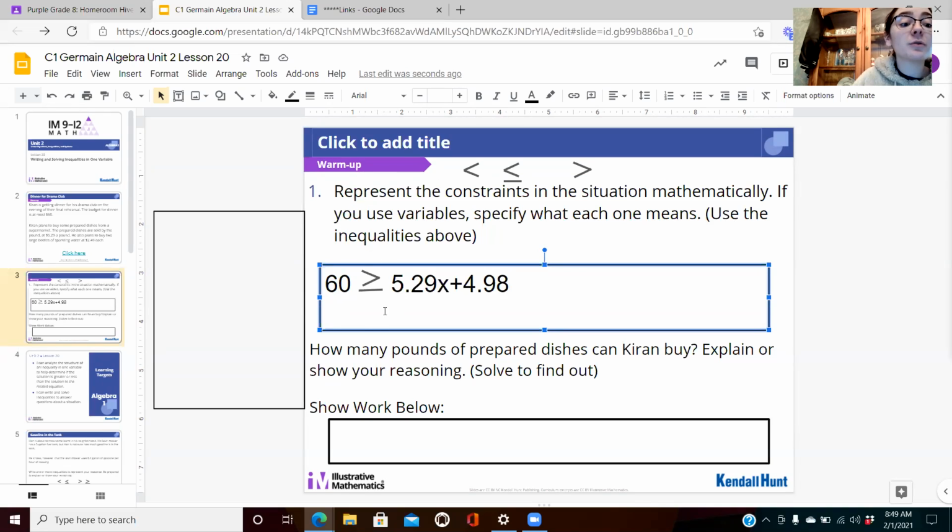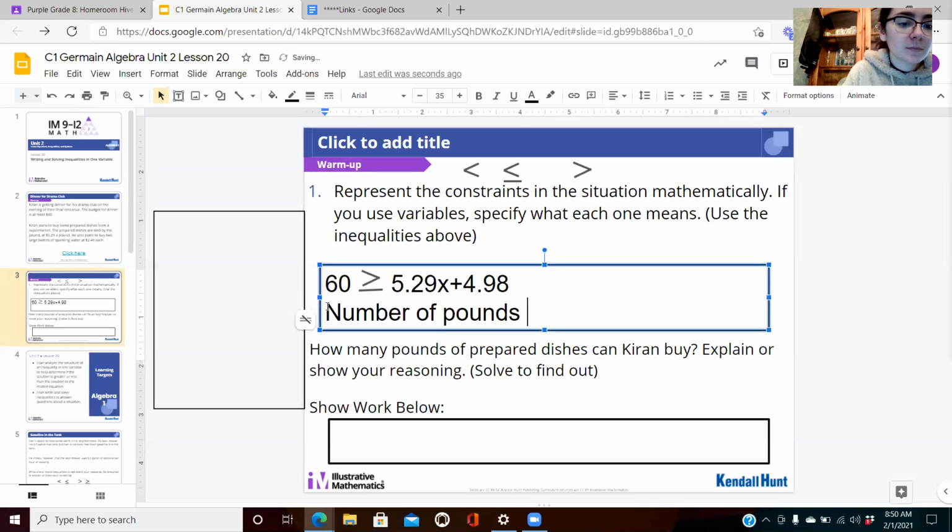Very good. The number of pounds of prepackaged foods that he's buying, right? Good, because we're talking about the number of pounds times that 5.29 per pound. And then if we were to solve this for x, we would subtract 49.8 on each side. Very good, Peyton.